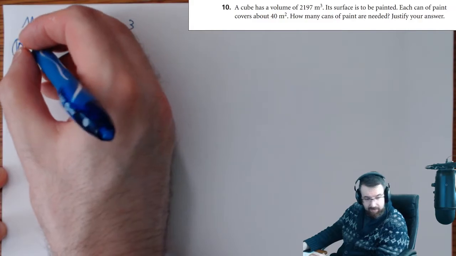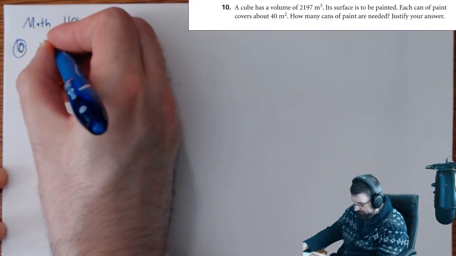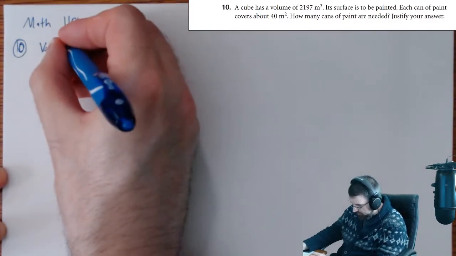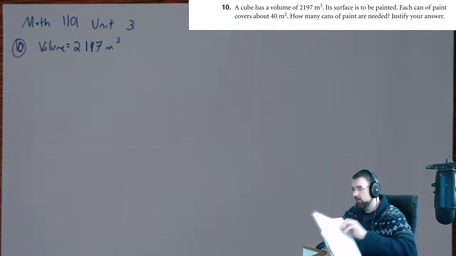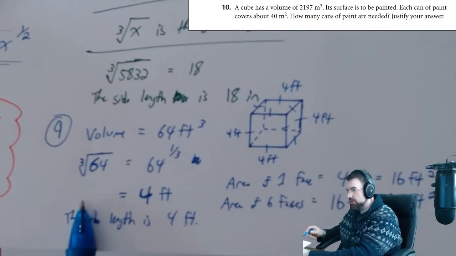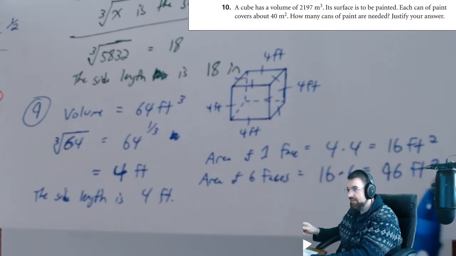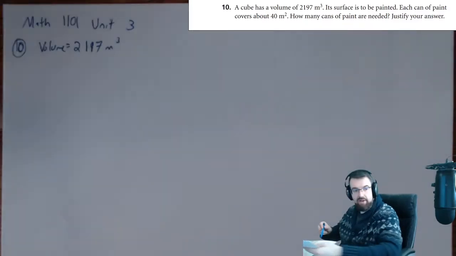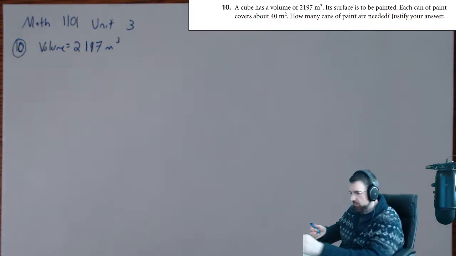So a cube has a volume of 2,197 meters cubed. Sorry, I might have said squared just then. The surface needs to be painted. So this is now very similar to question 9 that we looked at earlier. This is extremely similar because we're going to get this exact same sort of answer that we got back there, and then once we get to there, there's one small other step to do.